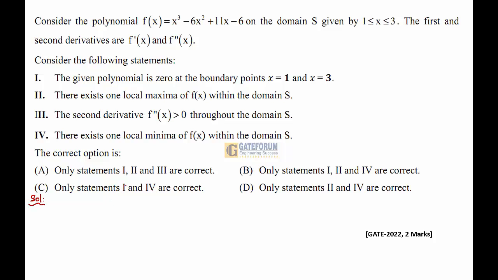now here domain S is nothing but 1 less than or equal to x less than or equal to 3. This is nothing but the closed interval 1 comma 3. Okay. So this is the domain. Domain in inequality is given, so it is a closed interval a comma b.